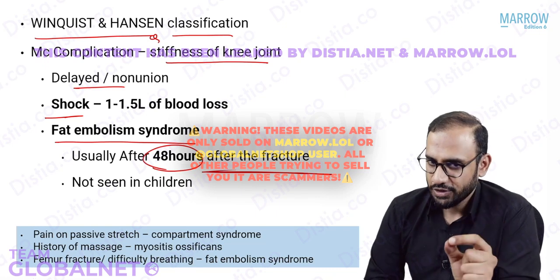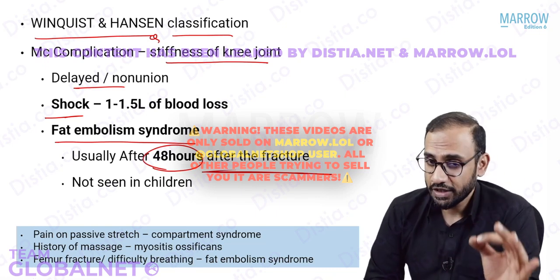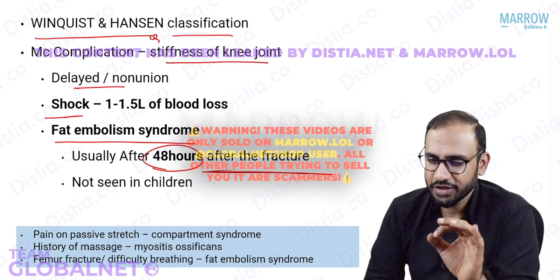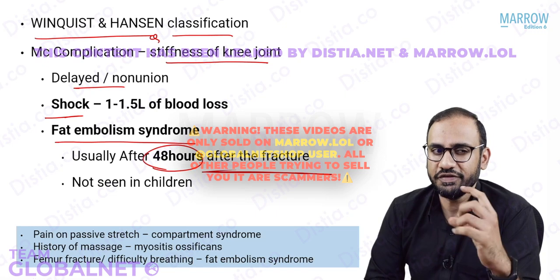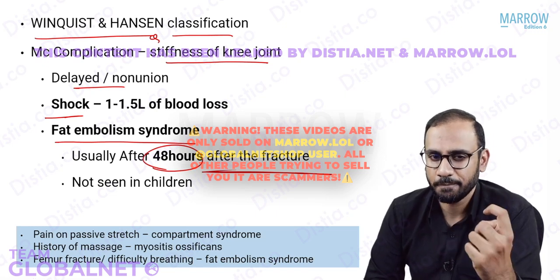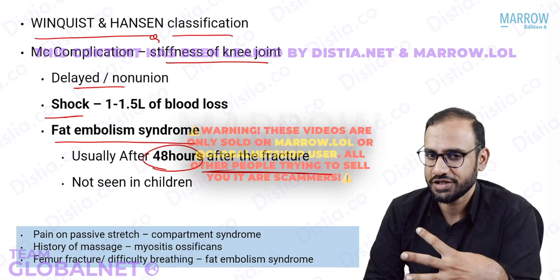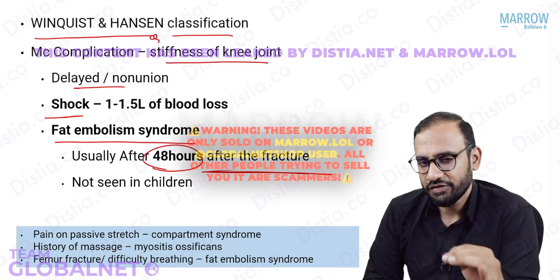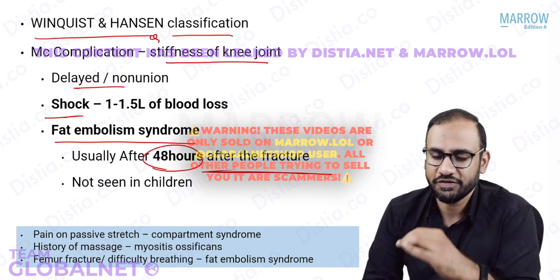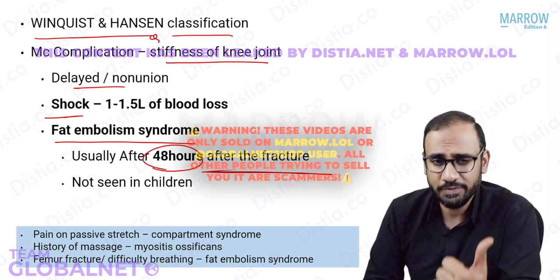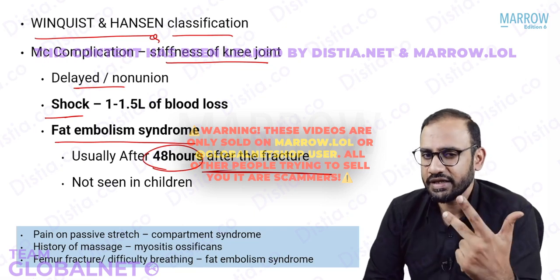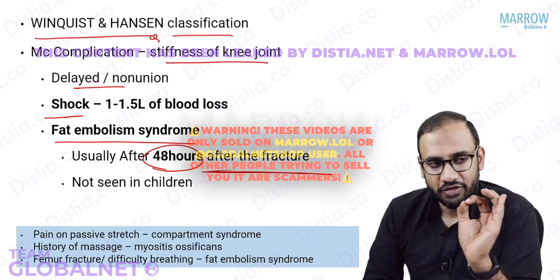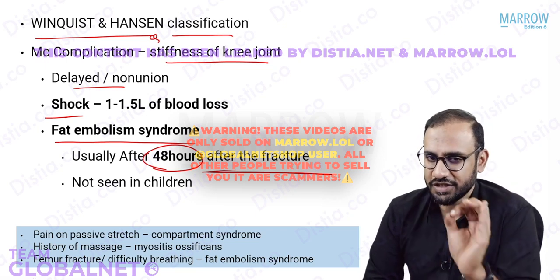If you come across an MCQ which says a long bone fracture in an adult, following which around 24 to 48 hours, a patient comes to you with confusion, difficulty breathing, tachypnea, dyspnea, tachycardia, petechial rashes, they are talking about fat embolism syndrome. So fat embolism syndrome, usually after femur fracture, around 48 hours after the fracture, presents with respiratory, cutaneous, and central nervous system symptoms. So the keyword you're looking for is femur fracture in adult, followed by manifestations 48 hours later.